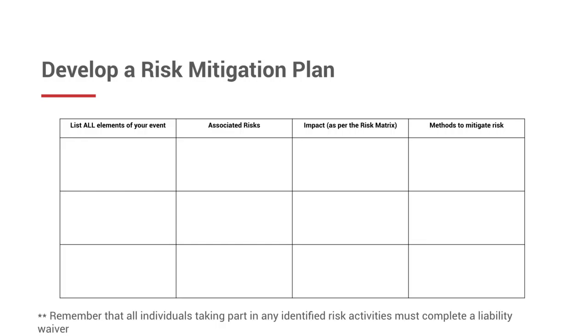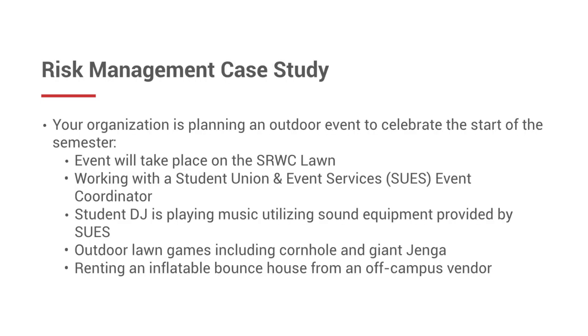On this slide, I'm showing you a table you should use to write out your risk mitigation plan. Add each program element as a row on the table, where you will then list out the associated risks, impact as identified by the risk matrix, and the methods you will utilize to reduce those associated risks. As a reminder, all events with associated risks must include the utilization of liability waivers to be signed by all program participants. Let's talk through a risk management case study.